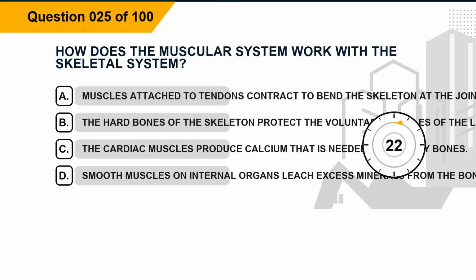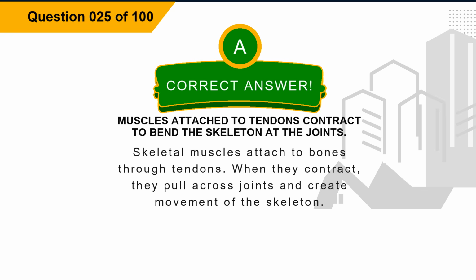Question 25. How does the muscular system work with the skeletal system? Option A, muscles attached to tendons contract to bend the skeleton at the joints. Option B, the hard bones of the skeleton protect the voluntary muscles of the limbs. Option C, the cardiac muscles produce calcium that is needed for sturdy bones. Option D, smooth muscles on internal organs leach excess minerals from the bones. The correct answer is option A, muscles attached to tendons contract to bend the skeleton at the joints.